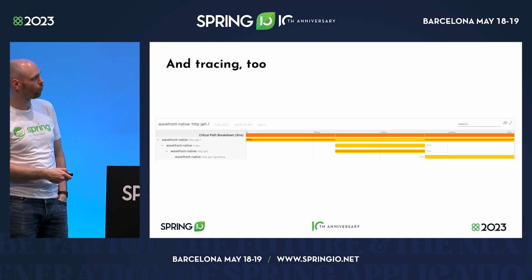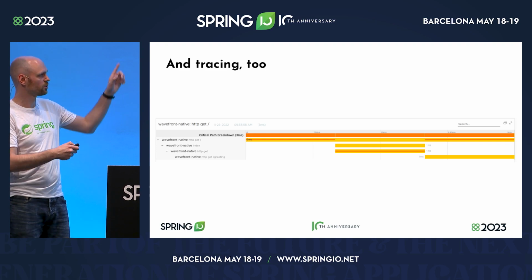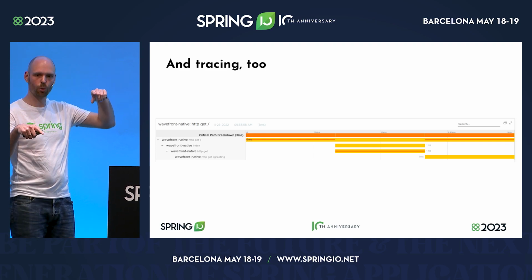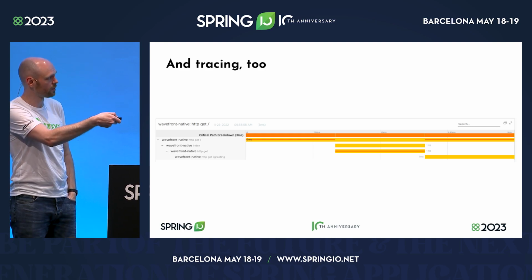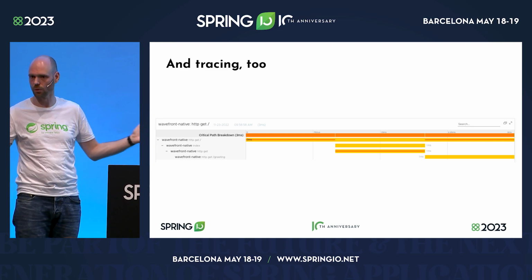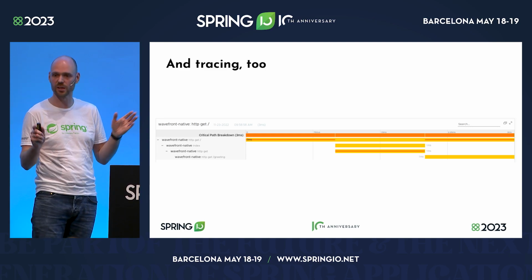This is a screenshot from Wavefront. This is using Micrometer Tracing and then the Wavefront exporter to show it in the Wavefront UI. Here you can see your span, your trace, and then your service spans. So it's just working out of the box without any agent magic.